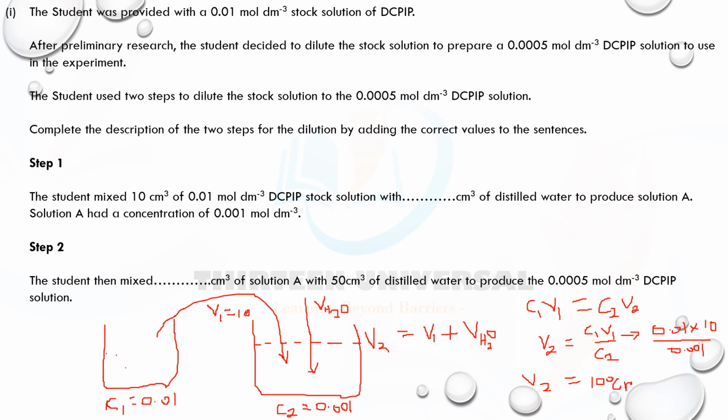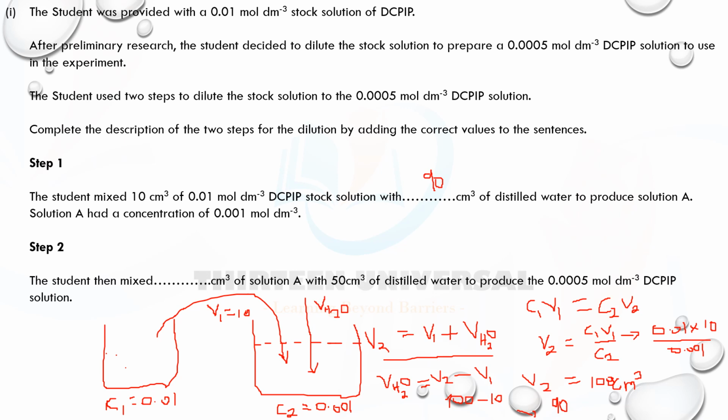But we're not looking for V2, we're looking for the volume of water. So we're going to need this formula now. We have our V2. So the volume of water is equal to V2, which is the total final volume, minus V1, which is the volume of your stock solution, the initial volume. V2 is 100 cm cube, minus V1, which is 10. You can pause the video or watch it over and over. So our volume of water is now 90 cm cube. So what should be here is 90 cm cube of water, shouldn't take time.